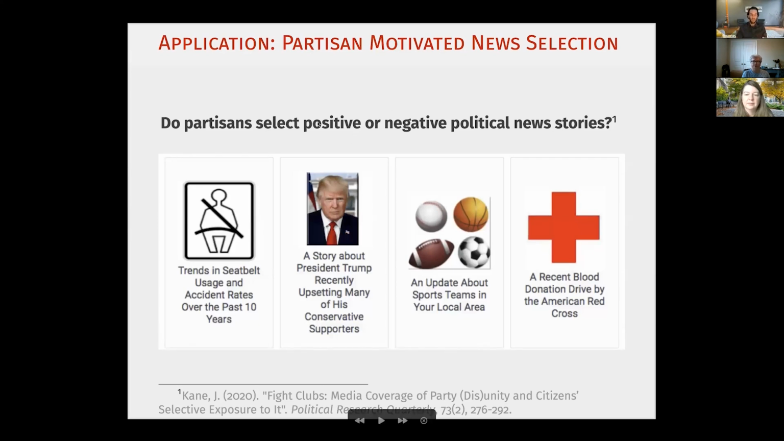So in this case, Republicans should be more likely to want to not read this news story about President Trump recently upsetting many of his conservative supporters. The other version of that would be him basically making his conservative supporters happy. So the manipulation here is essentially unity within the Republican Party, disunity within the Republican Party, and then I believe the neutral one was biographical information about President Trump. So the outcome that the author was originally interested in was just whether or not people wanted to read the news story about President Trump or not. So the outcome here is just binary 1 or 0.